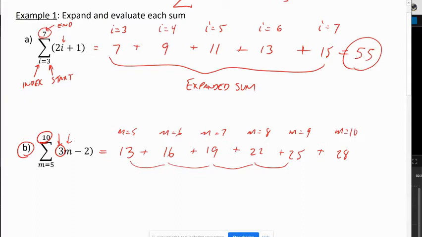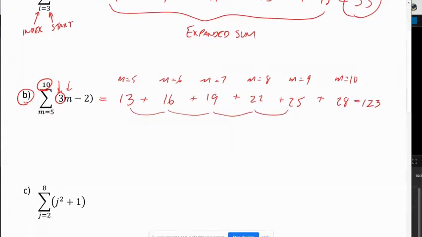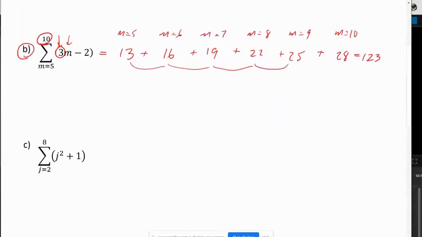And so now if you add those up, 13 plus 16 plus 19 plus 22 plus 25 plus 28, you get 123. Okay, now go ahead and pause your video and try this one.